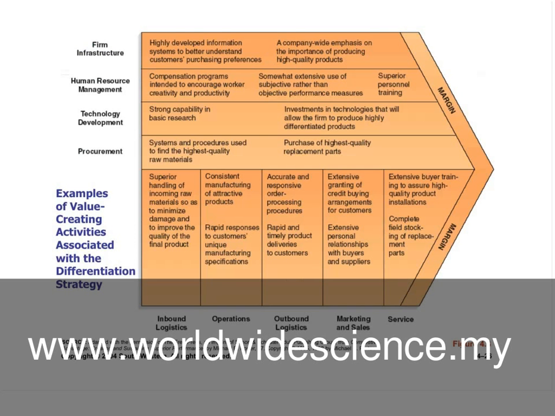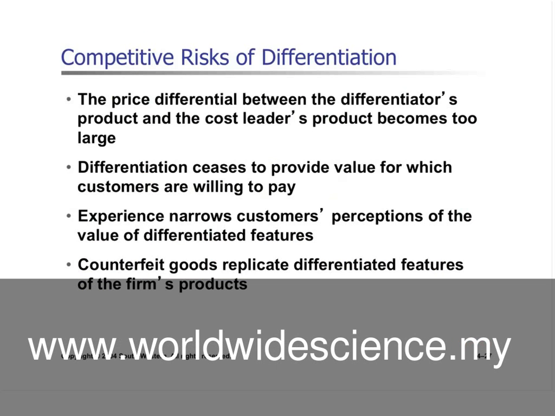Okay. So then experience, now a customer's perception of the value of differentiation features, and counterfeit goods replicate differentiated features of the firm's products. So all these are the risks that you take. Sometimes, as I said, the customer should be willing to pay. If they're not willing to pay for that differentiation, you're in trouble. Then sometimes the perceptions of the customer are not right. So they just think you have certain perceptions of the customers gives a very limited definition of what you do. So make sure the perception the customer gets from you is the one that you want them to think of you. So you need to work on that, and that's a risk for differentiation.